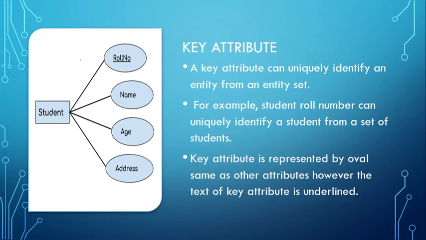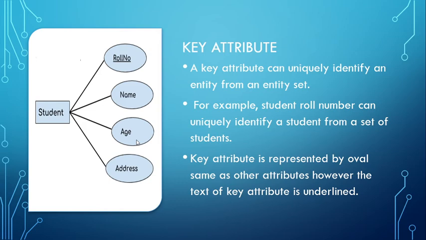For example, a student roll number can uniquely identify a student from a set of students. With the help of the student roll number, we can identify the student easily. If we have a student pin number like 18609 CM025, with the help of that pin number, that particular name, age and address will be displayed. Or if we call out that roll number in the class, that particular person will stand up and say yes ma'am.